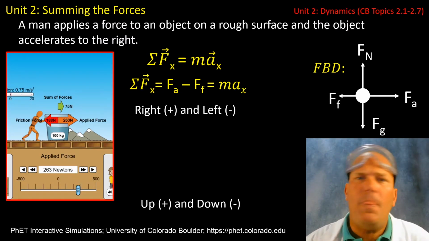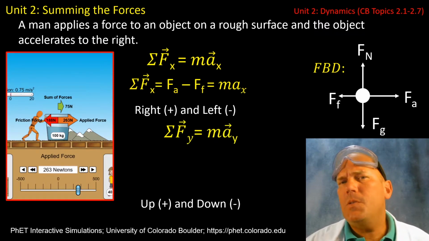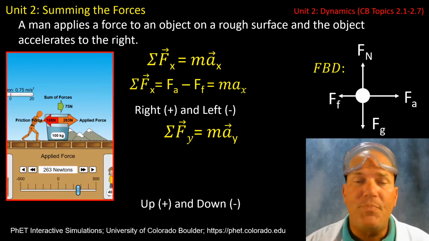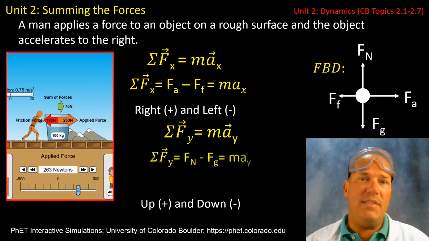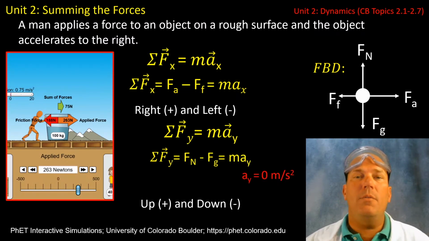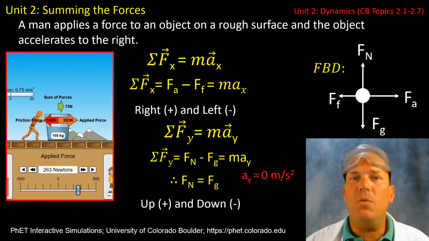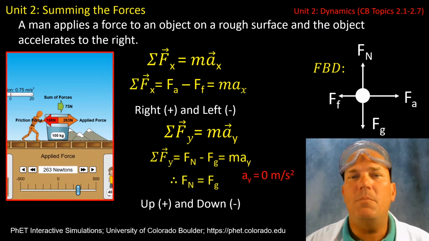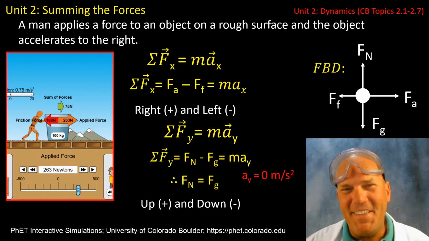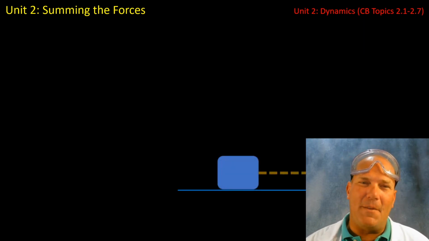Let's do the same in the y direction, and you'll see something quite familiar. Because this object is not accelerating in the y direction, once again, we can state that the force normal is equal in magnitude but opposite in direction to the force of gravity.